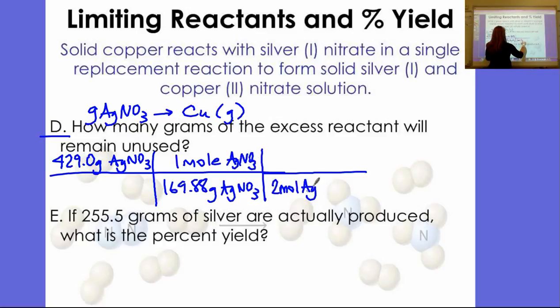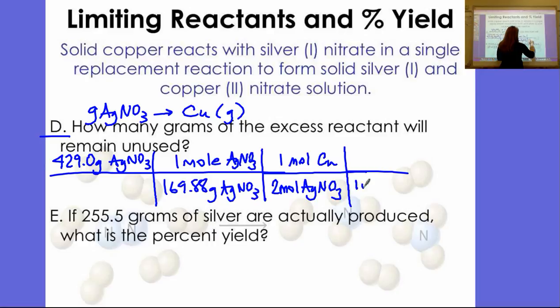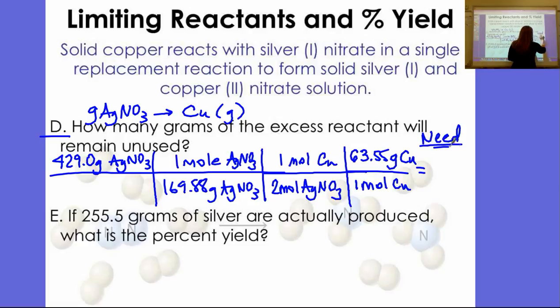Two moles of AgNO3 is equal to 1 mole of copper, and then to get to grams, 1 mole of copper we said was 63.55 grams. So how many grams will remain unused? First I have to figure out how many I actually need. And I need 80.2 grams of copper. That's how much I need.